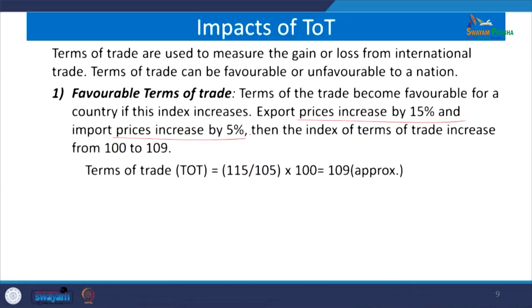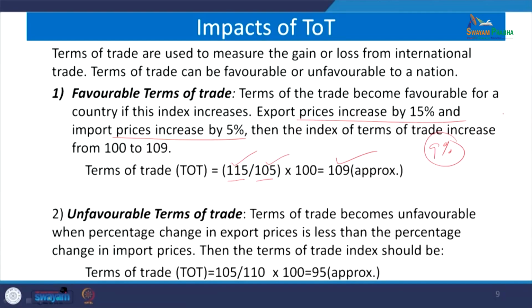Index is actually export price divided by import price times 100. Now, the export price index increased by 15%. So, let it be originally 100, now it is 115. Now, the new import price is 100 to 105. So, now we have to divide 115 by 105, times 100, that gives 109. So, 109 is actually the rise.